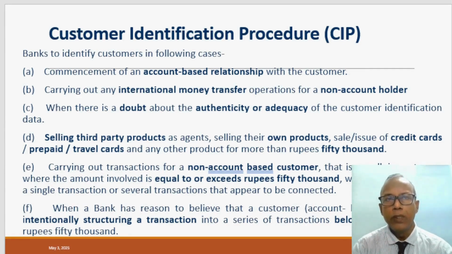Customer identification procedure is applied when a new customer account is opened, an international wire transfer is conducted by a non-account holder, there is doubt about the authenticity of existing customer information, a transaction involves the sale of a banking product worth rupees 50,000 or more, or a walk-in customer conducts a cash transaction over rupees 50,000. Banks must remain vigilant about structuring of transactions in an attempt to avoid threshold limit detection.